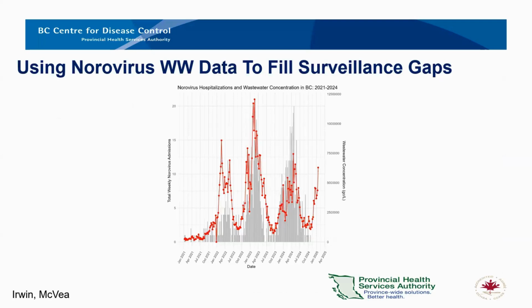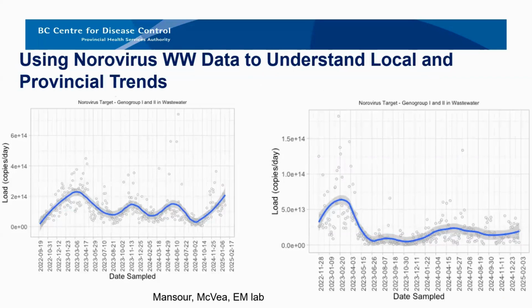We can use norovirus to fill in some of our surveillance gaps. And so this is some new data, very, very fresh data, where we've been looking at norovirus hospitalizations against norovirus concentrations. And you can see that the trending works very, very nicely. The next slide. We can also look at different parts of the province and see that one of these sites actually doesn't have that cyclical trend that other sites do. This is very interesting to understand how to use this data to better understand norovirus trends in the province and potentially any interventions that need to be done as a result. Next slide.